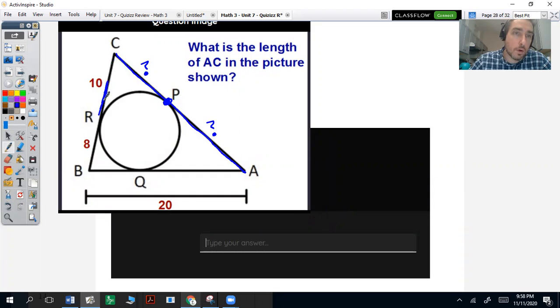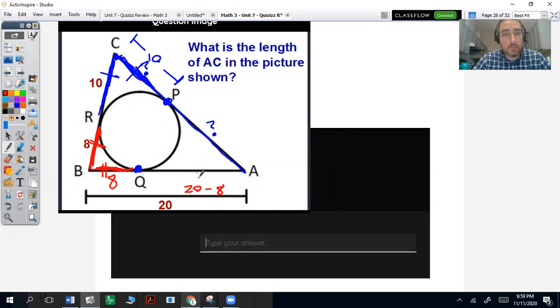Fortunately, we can get that pretty easily because we know that this length here, because these 2 tangents meet at the same point, C, we know those 2 are equal. So I know from C to P, that's going to be 10. Now I don't have Q to A, but here's something I do know. I know that this is going to be 8 down here from B to Q. And because I know from B to A is 20, I can subtract 8 from 20 to get A to Q. So that's going to be 12.